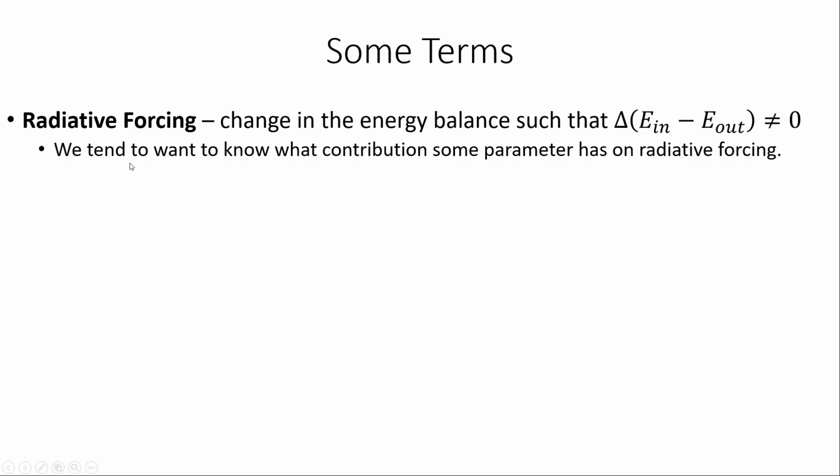And so we tend to want to know what contribution some parameter has on radiative forcing. So you'll hear people talk about, we want to know what the radiative forcing of carbon dioxide is, for instance. And what that is asking is, if we increase the carbon dioxide by a certain amount, how much is this going to change from being equal to zero? Where this would be equal to zero if there was no climate change.